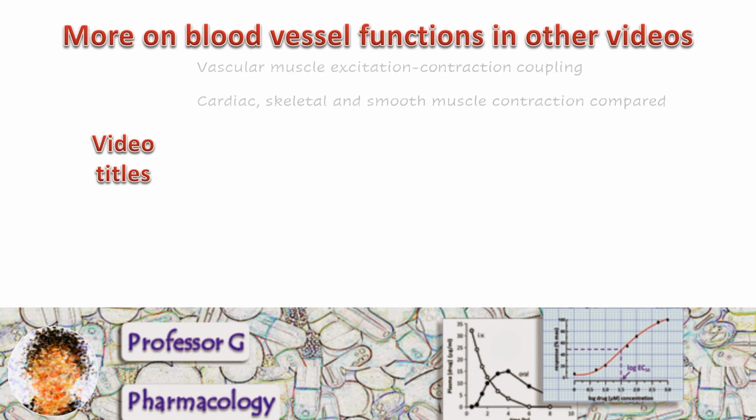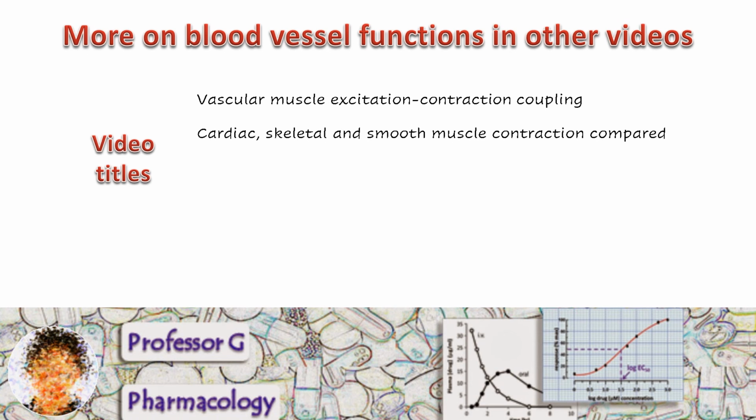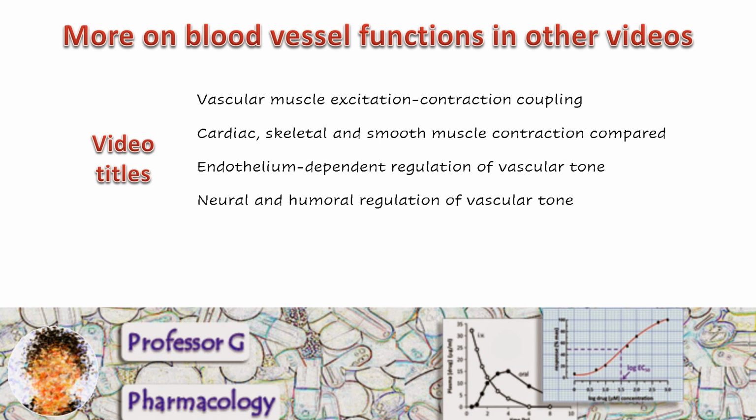These two look at the mechanisms of excitation-contraction coupling in the smooth muscle of blood vessels and compare it with the other muscle types. One video covers regulation by the endothelium and another explains regulation by the nervous system and hormones. There is also a video that looks in more detail at the blood vessels in the skin, as well as other circulations like those in the brain and the lungs.